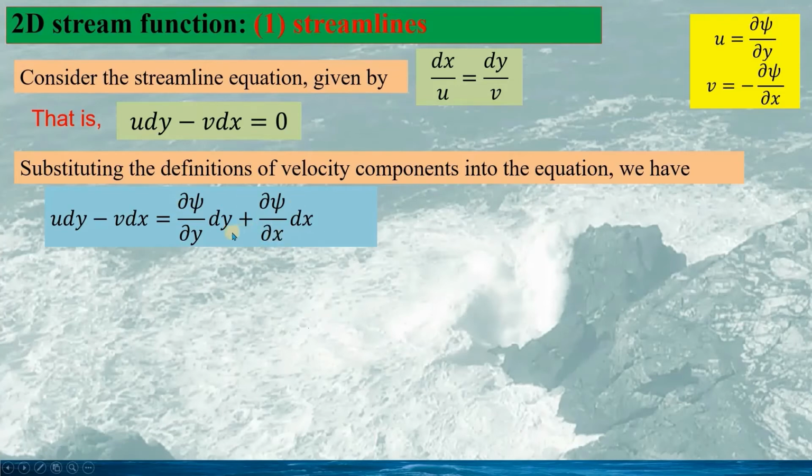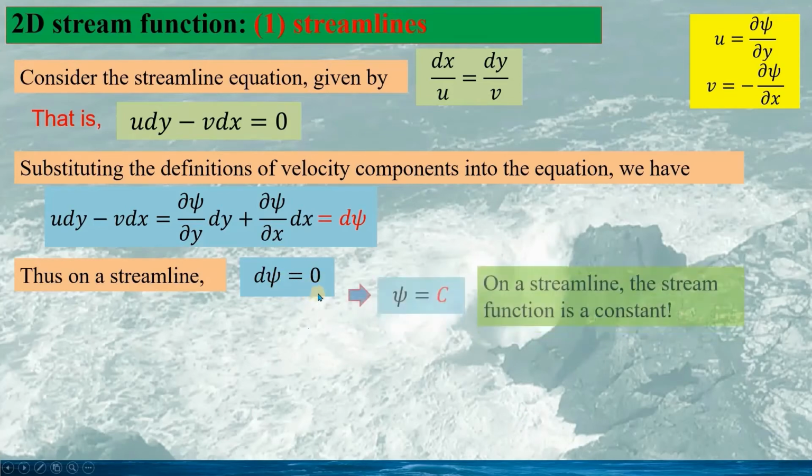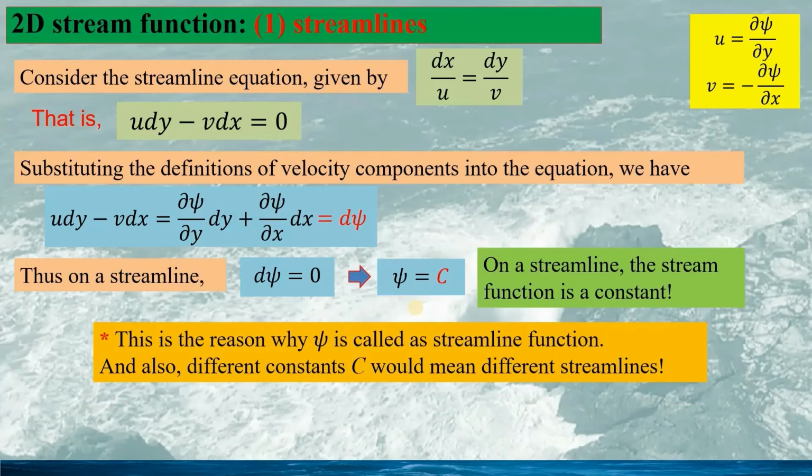If we look at this expression, we can see this actually is the differential of the stream function psi, simply expressed as this. Thus, we can see that on the streamline, the differential of the stream function is 0. That is, on the streamline, the stream function is a constant. This is the reason why psi is called the stream function. And for different constants c, it would mean different streamlines.